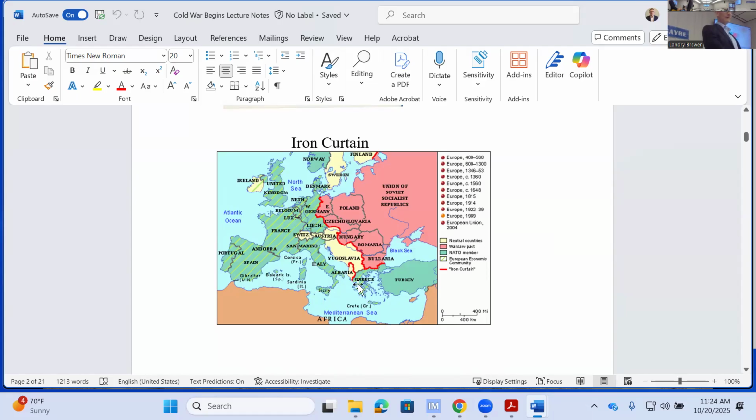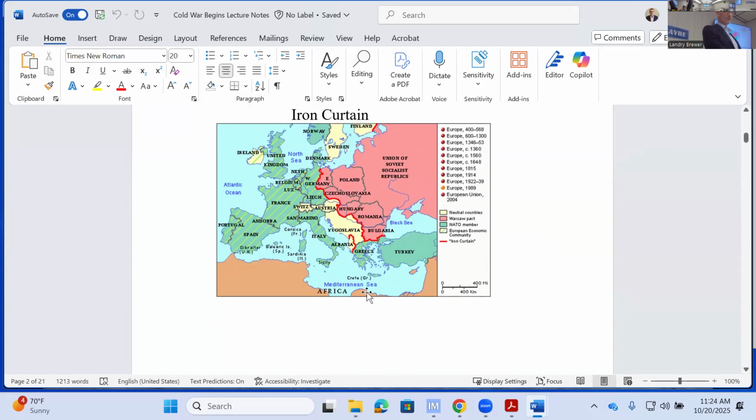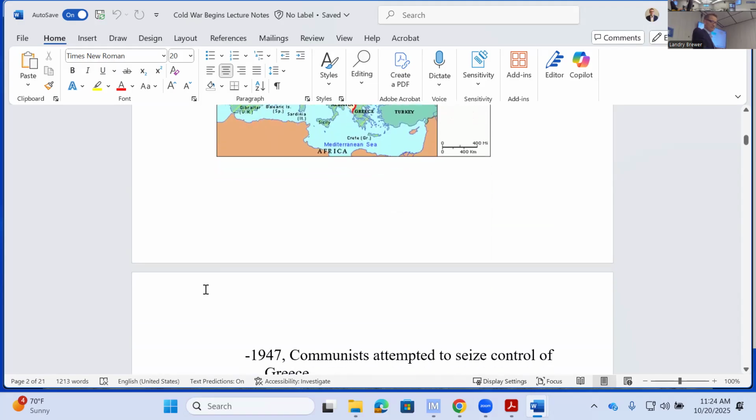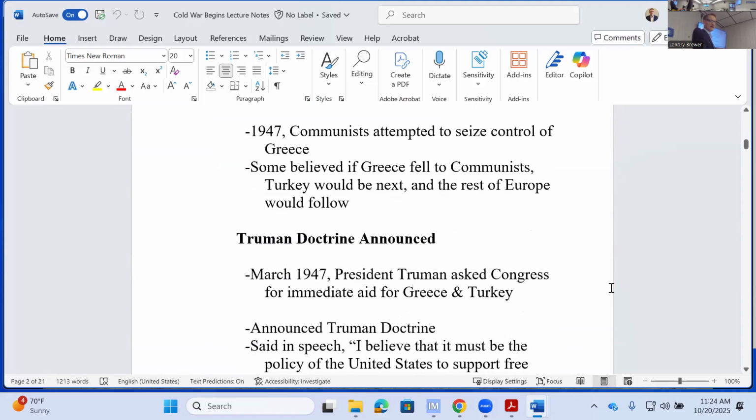We wanted to avoid a red takeover, a communist takeover. Now, in Greece, the threat was internal. There were Greek communists who were attempting to overthrow the Greek government. The threat to Turkey was external. It was coming directly from the Soviet Union, who wanted a military presence in Turkey. Our concern was that if Greece fell, Turkey would be next, and then they might run the table and spread communism to the rest of Europe. So we did not want that to happen.